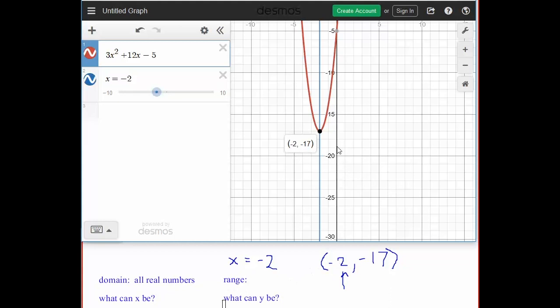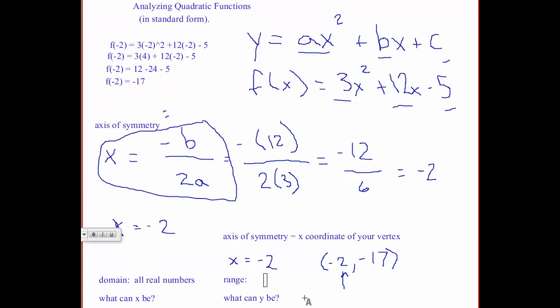So the limit here is y must be all these other y values. If we go on the slider here, notice how the y values are always increasing. They're never below negative 17. So a statement on the range can be y is greater than or equal to negative 17. Because yes, it starts there, right? But then the rest of them go up from there.